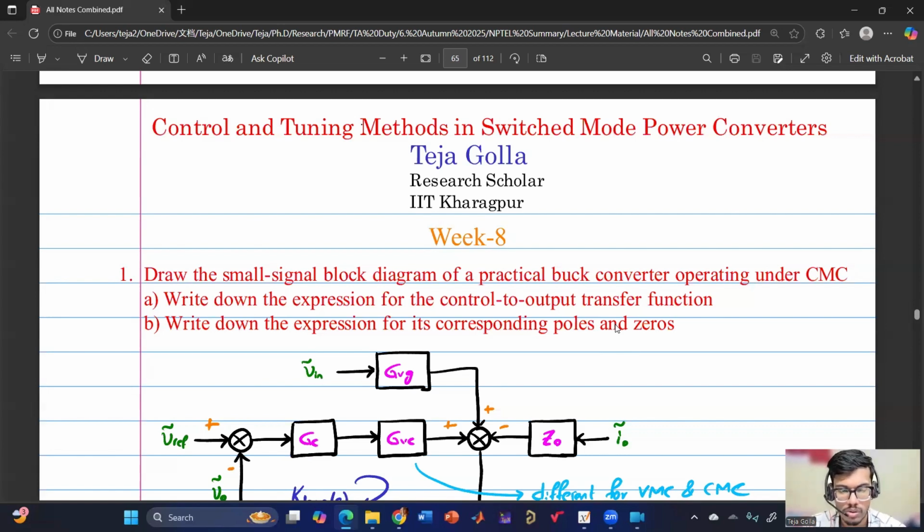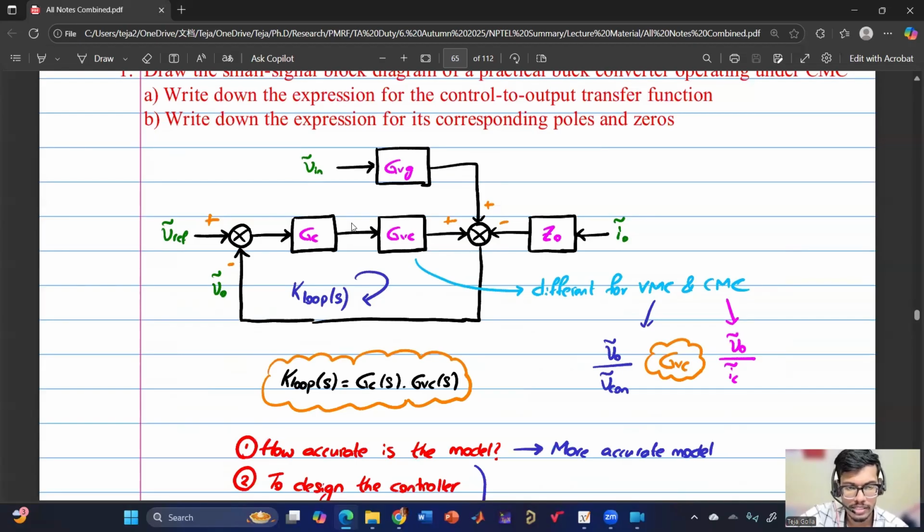Okay, I guess no. Then we'll move to week 8. In the case of week 8, we have started with the current mode control, and we have closed the loop and seen how we are getting the overall closed loop block diagram. And before we proceed with any model, always remember this: we have to check whether the model is able to capture the dynamics or not. Because if the model itself is not accurate, then the controller that we are going to design will also not be accurate. So it will not have the bandwidth and phase margin that we are targeting. So the model accuracy is very, very important.